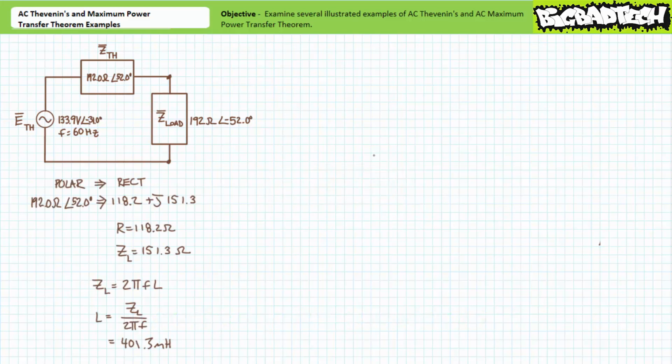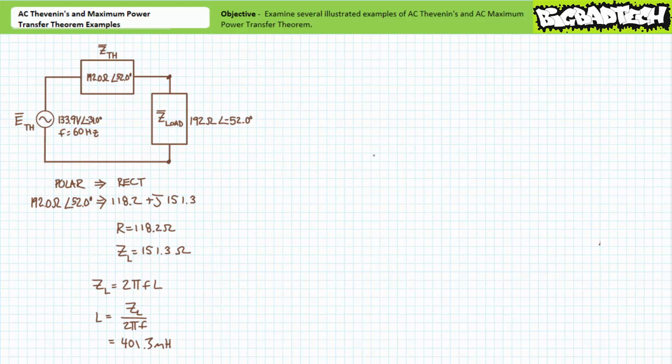Obviously, there's no such thing as a complex impedance of 192 ohms at an angle of 52 degrees on the shelf of the complex impedance store downtown. There are, however, resistive and reactive elements that when connected in a series fashion can present a complex impedance of 192 ohms at an angle of 52 degrees.